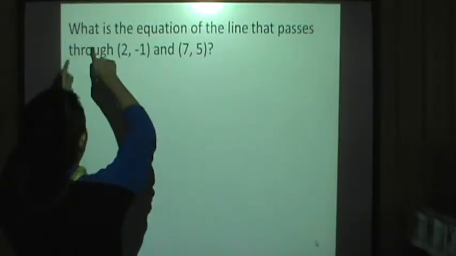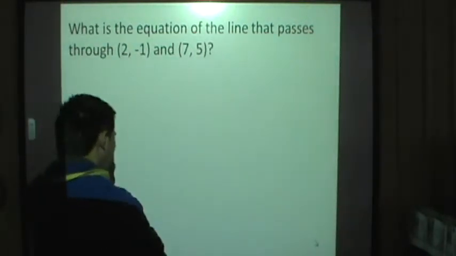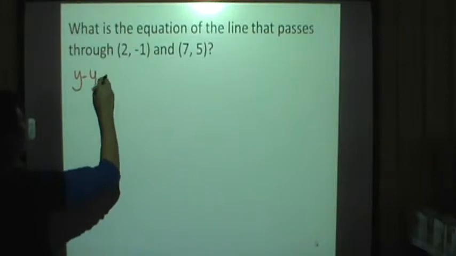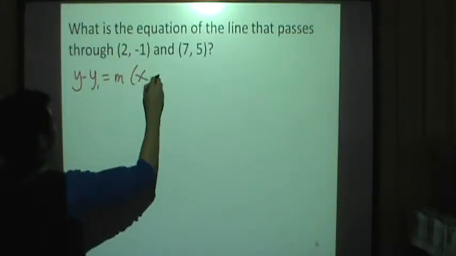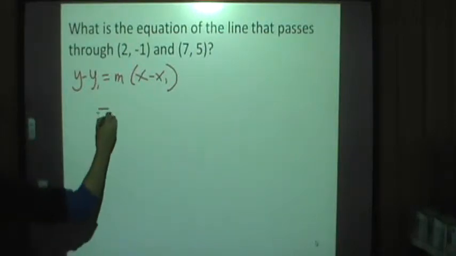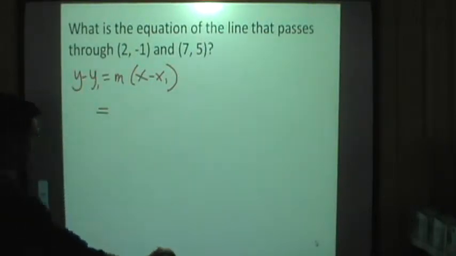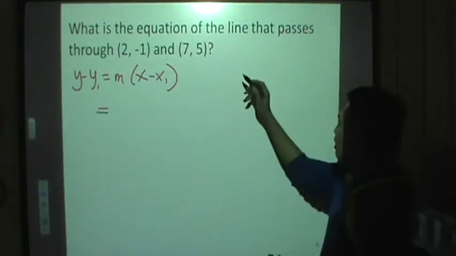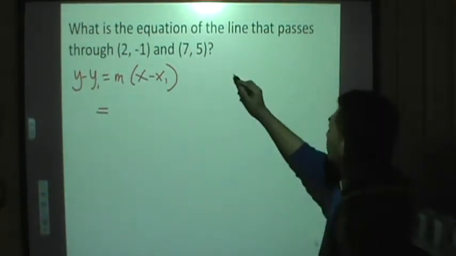Okay, so the question here is, what is the equation of the line? For the equation of a line, we need to use y minus y1 equals m times x minus x1. The problem here is we need to find the slope. Given 2 points, remember to find the slope, we have y2 minus y1.